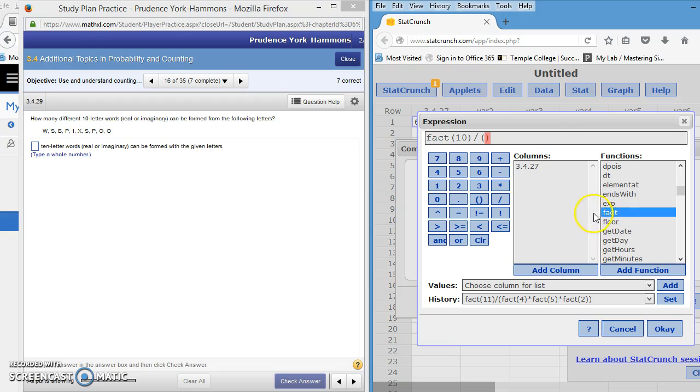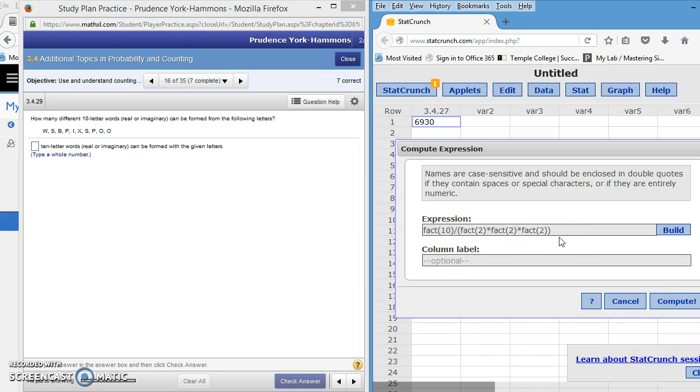So I put my parentheses up, and I'm going to do a factorial of 2 because there are 2 S's that are identical. So I do a factorial of 2, arrow outside that parenthesis after the 2, and put a times sign. Then I'm going to do another factorial for the P's, and there are 2 P's, so another factorial of 2 because there are 2 P's that are identical. I'm going to arrow out of that, multiply, and do another factorial. And it just so happens that there are 2 O's, so another factorial of 2, and that is my expression that I have to calculate. So this 10 factorial has been divided by factorials for each of the repeated letters S, P, and O.